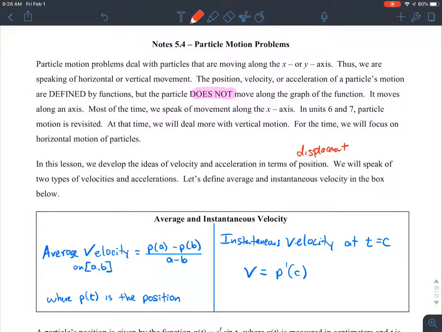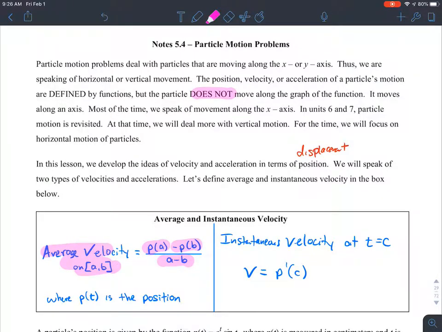We will speak of two types of velocities and accelerations. Let's find the average and instantaneous velocities in the boxes below. Hopefully looks familiar, even though we've never actually talked about average velocity. Average velocity on a closed interval is the position at a given time minus the position at a different time divided by the difference of the two times, where P of t is the position of the particle.